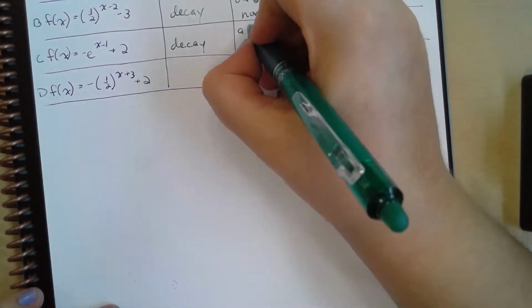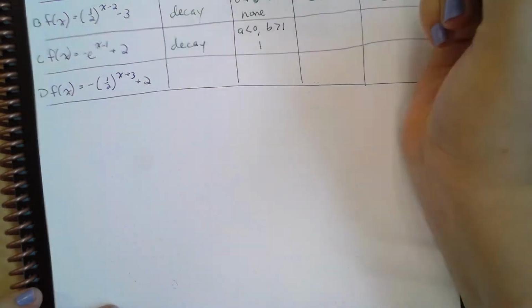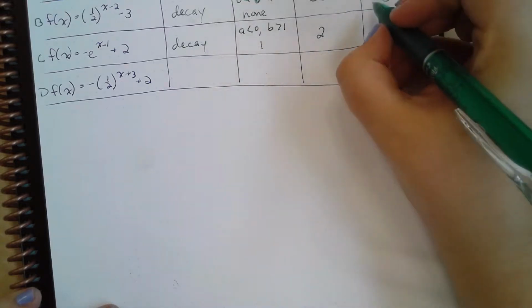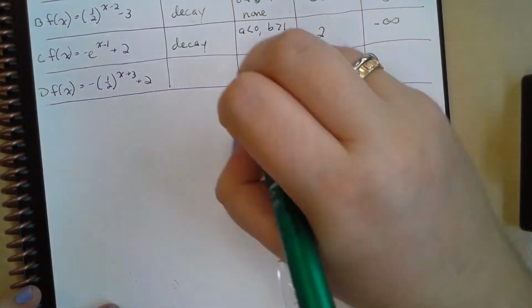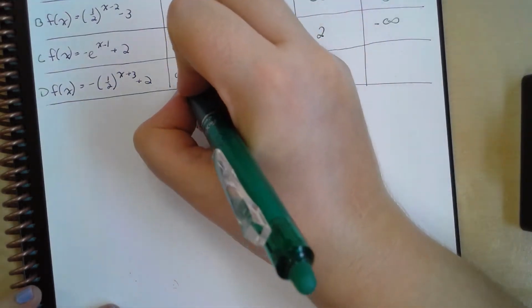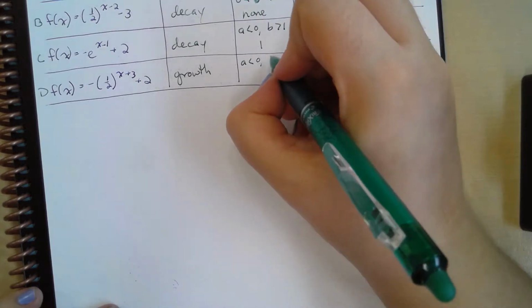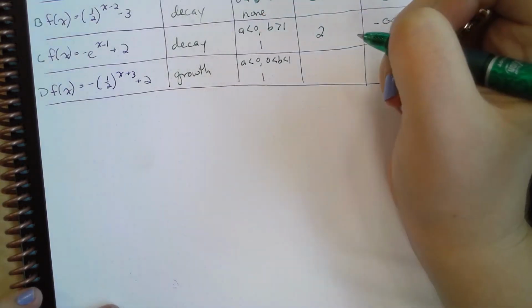For letter C, we again had decay. In this situation, a was less than 0 and b was greater than 1, and we actually did have one reflection there. Our limit as we went towards negative infinity was 2, and as we went towards positive infinity, it was negative infinity. And finally, part D, we had growth. a was less than 0, and b was between 0 and 1, and we had one reflection.